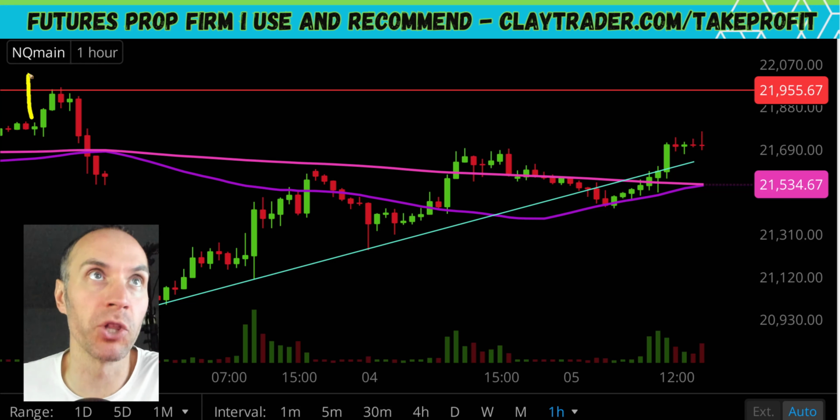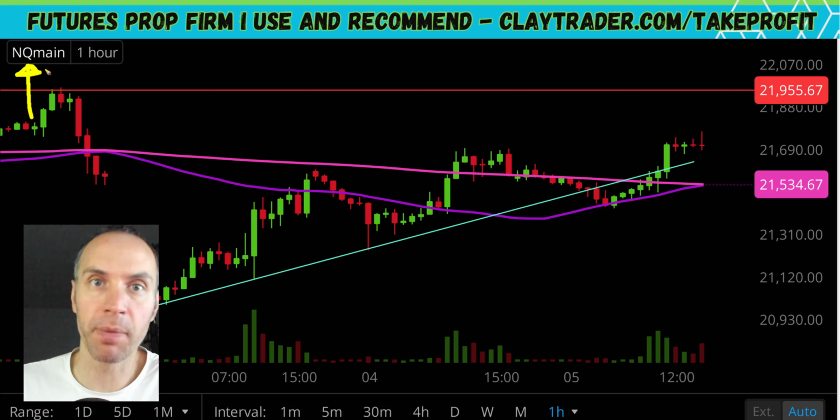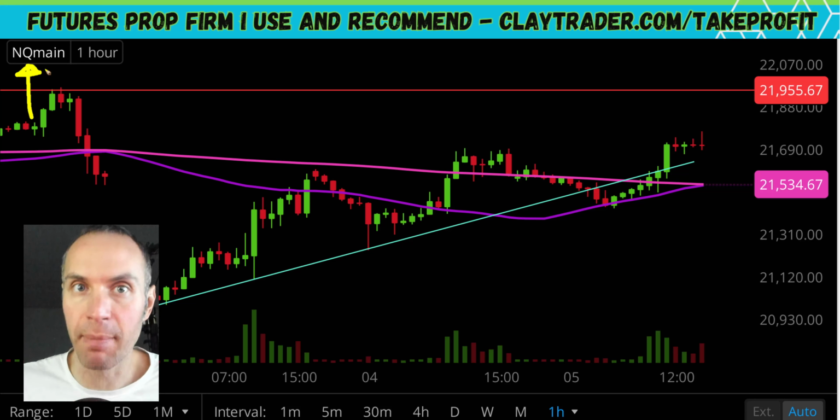So first market we're going to look at is the NQ. And as a reminder, even if you just trade the MNQ, what I talk about on the NQ, you could take and apply to the MNQ since they're basically mirror images of one another.